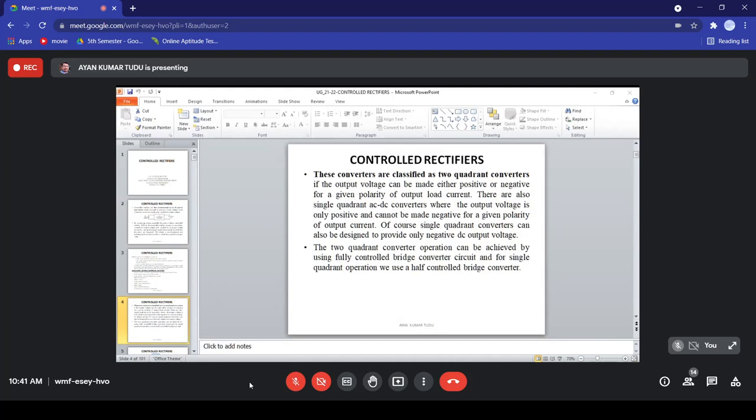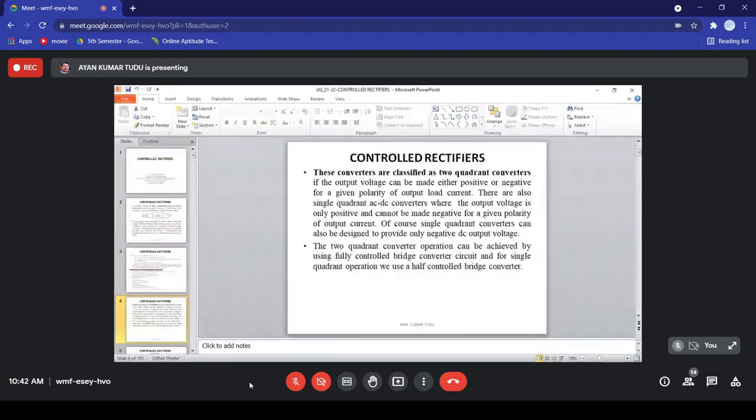As we proceed through this lecture on controlled rectifiers, we'll see which converter circuit is used as a two quadrant converter and which is used for single quadrant operation. Okay, so let us see now the controlled rectifiers. What are the various types of controlled rectifiers?